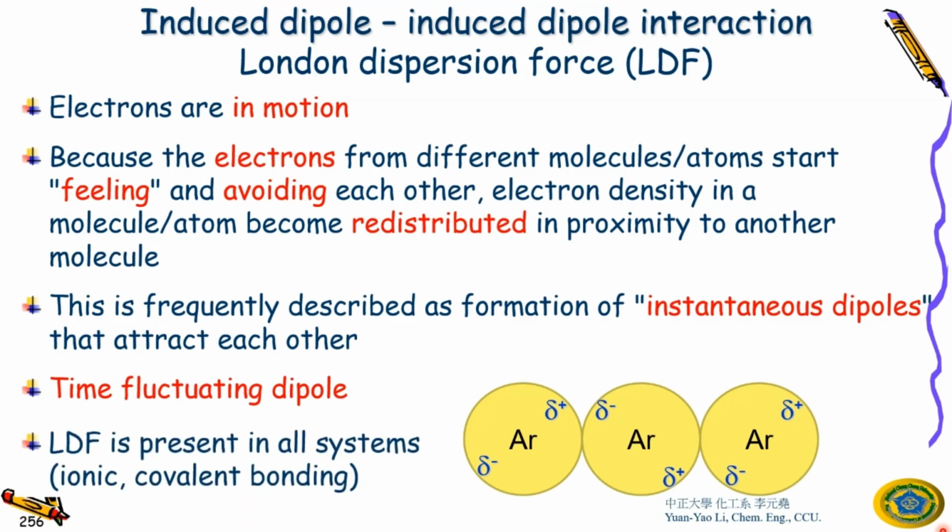So LDF, London dispersion force, is present in all systems. In the primary bond, the energy is high. In the secondary bond, the energy is low. And for LDF, London dispersion force, the energy is the lowest. It is present in all systems, but you cannot realize it because the energy is too low.